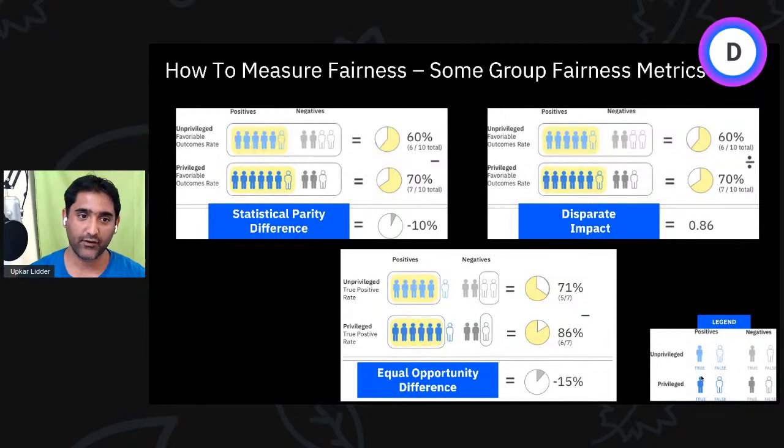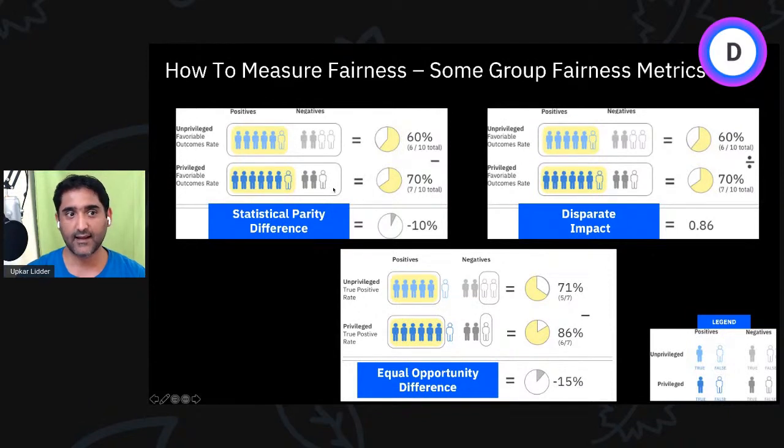So the first metric is statistical parity difference. This is fairly easy to understand. The way to read this picture is there are 10 individuals in the first group, which is the unprivileged group, and there are 10 individuals in the second group, which is the privileged group. In this case, after running through the model, favorable outcome was given to 6 out of the 10 in the first group and 7 out of the 10 in the second group.